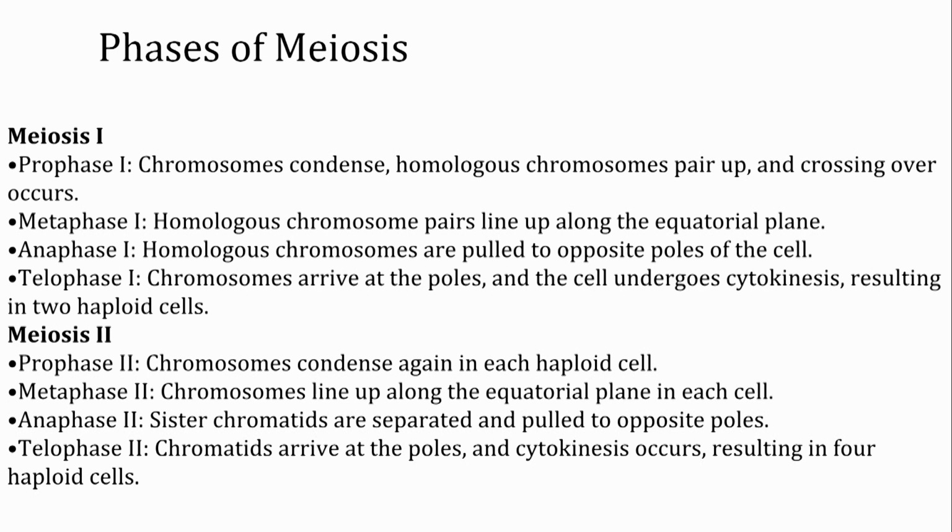Okay, in prophase 2, the chromosomes are going to condense again in each of the haploid cells. In metaphase 2, chromosomes line up along the equatorial plane, so in the middle. In anaphase, sister chromatids are separated and pulled to opposite poles. And then lastly, telophase 2, the chromatids arrive at the poles and cytokinesis occurs, resulting in 4 haploid cells.